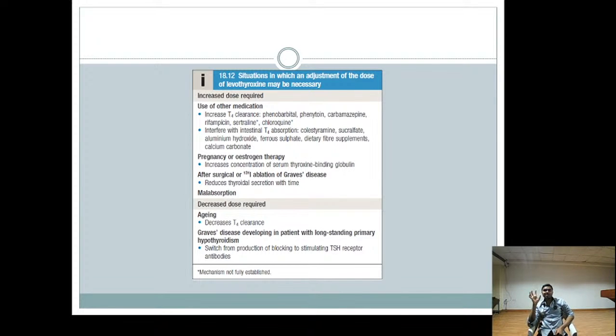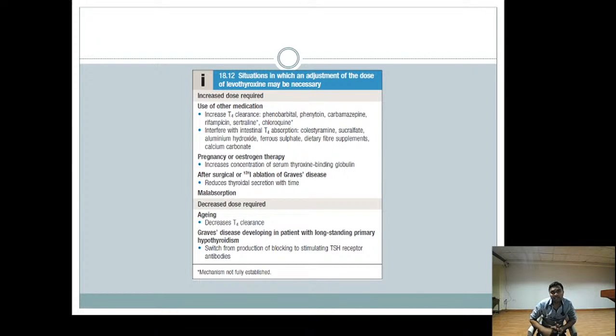Situations in which adjustment of the dose of levothyroxine may be necessary: increased dose requirement. When is an increased levothyroxine dose required?